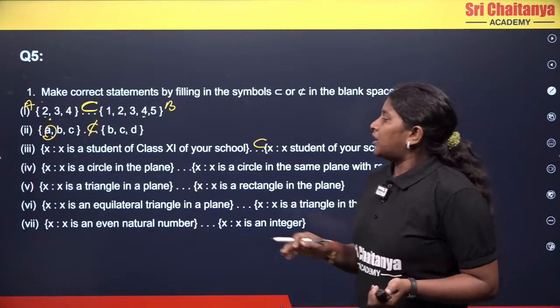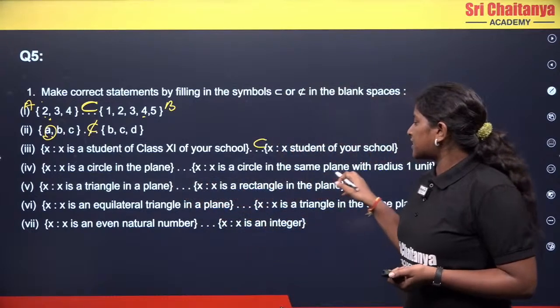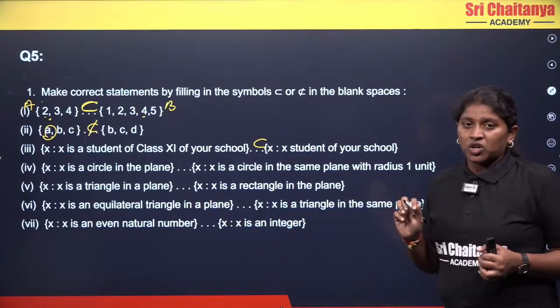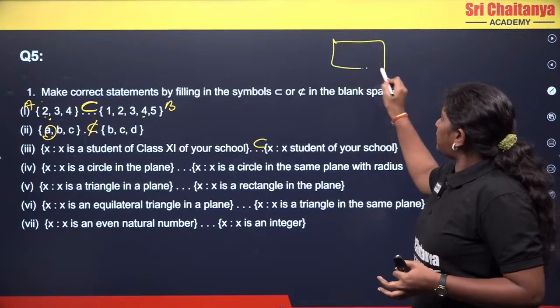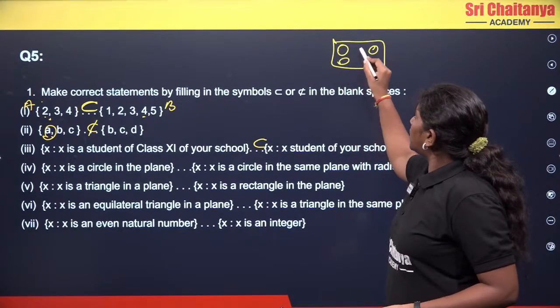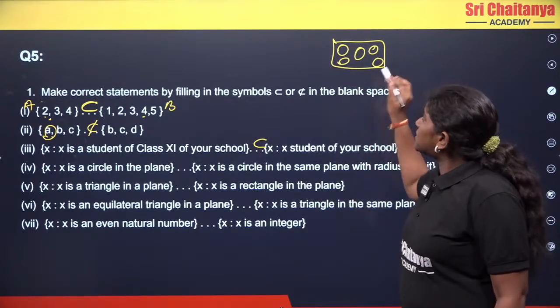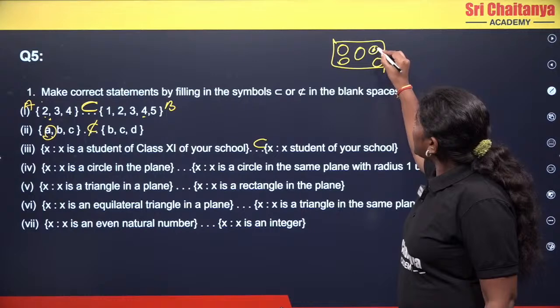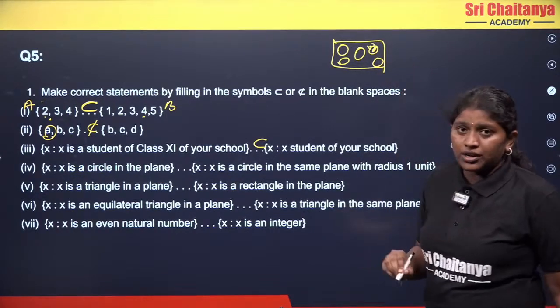Okay. Now moving to the next: X is a circle in the plane, a circle in the same plane with radius 1. So here what we can say is, we have a plane, and in this plane we have different circles. Just consider an example where we have different circles. And among those different circles, there will be a chance that we have a circle with 1 unit radius. Understood?